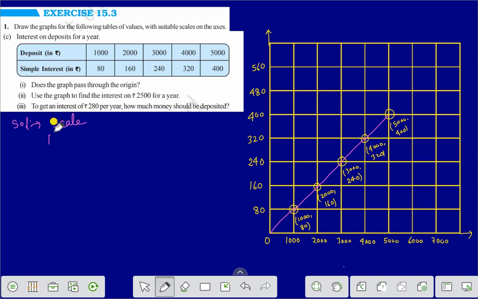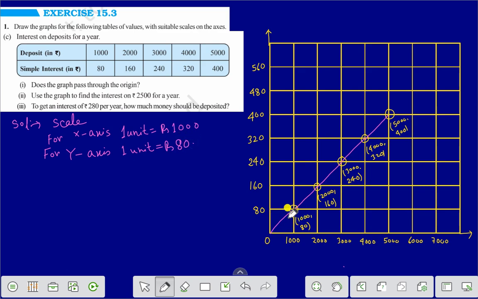For the x-axis, we have taken 1 unit equal to rupees 1000. For the y-axis, 1 unit is equal to rupees 80. Right? Now this is the graph.